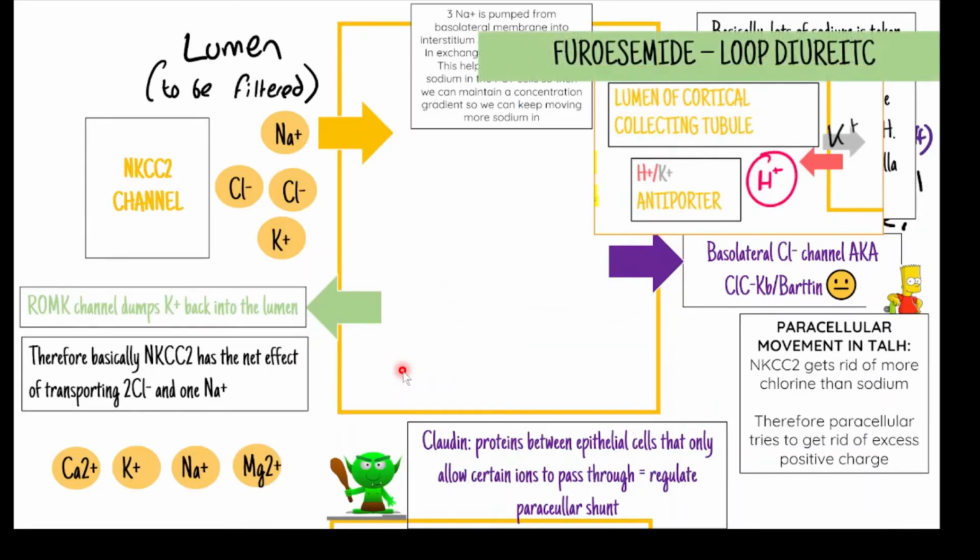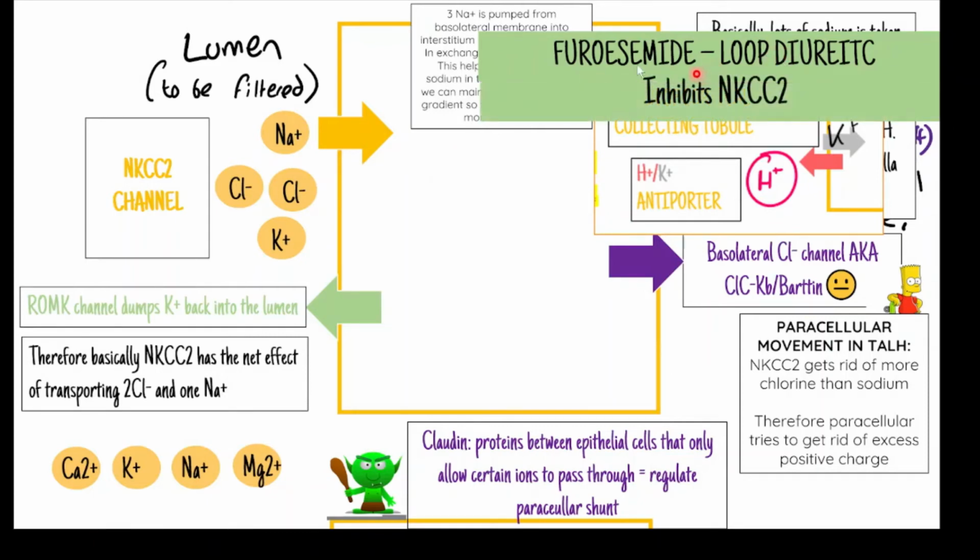The drug that acts on the thick ascending limb is called furosemide, and it's a loop diuretic. Why is it called a loop diuretic? Because this is part of the loop of Henle. And what this does is it inhibits the NKCC2.